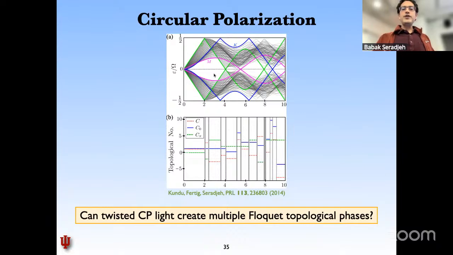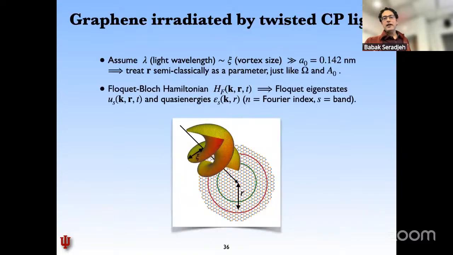And the question was, can we get multiple, because now the amplitude of light is changing spatially, can we get multiple phases in the same sample? So very simple, sort of maybe naive question. And you can make some assumptions to make headway analytically.